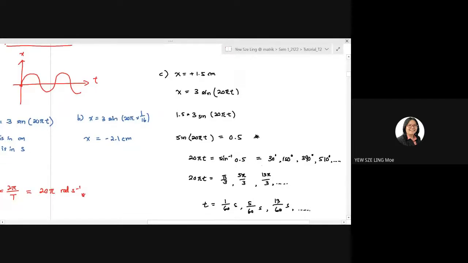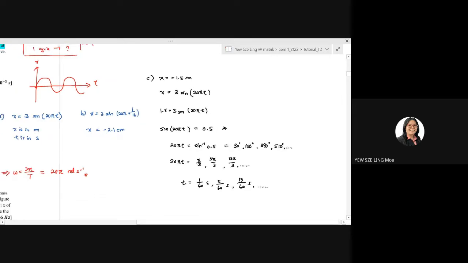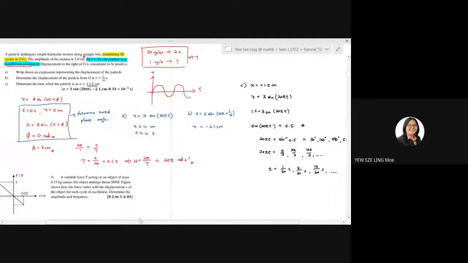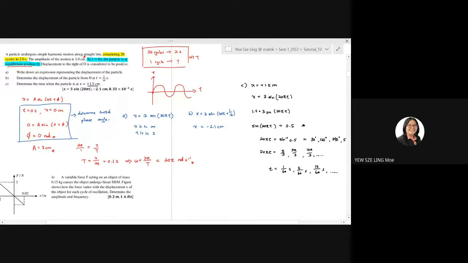So actually, you will obtain more than one answer, not just one answer as given in the question. Most of the times questions won't tell you how many answers you need to give. So in that case, you can give one. For example, this question, you can just give one. Sometimes questions will ask you, state the first 3 times when the particle is at x equals to plus 1.5 cm. Then you have to show it as I did just now. So you need to calculate 3 different times where the object passes through 1.5 cm.